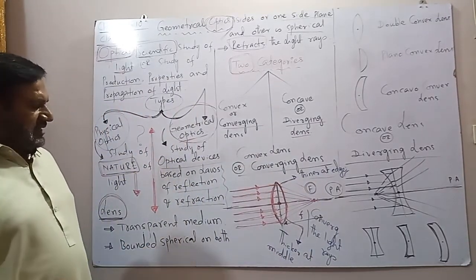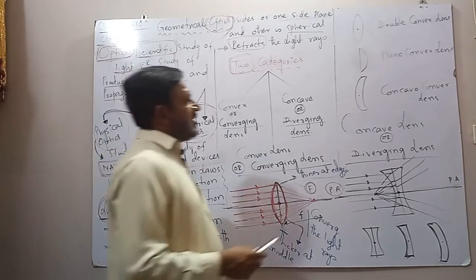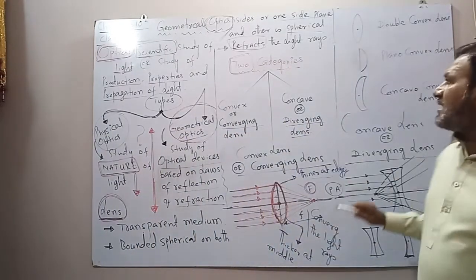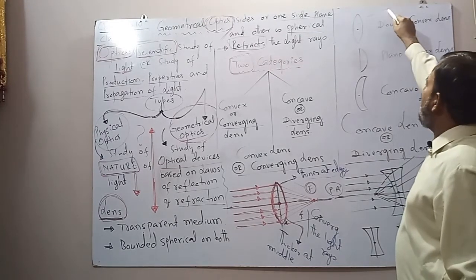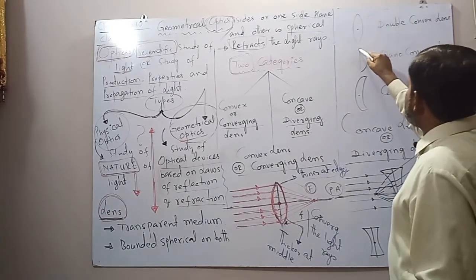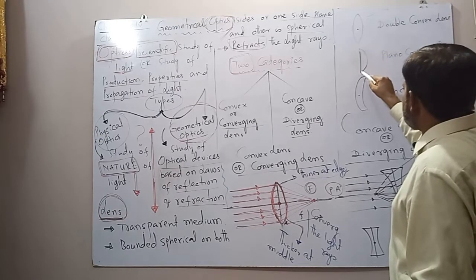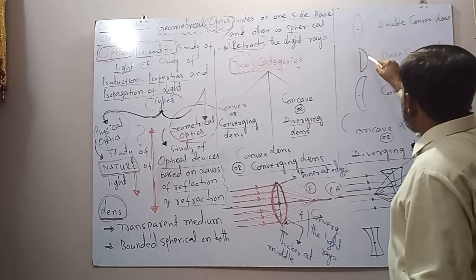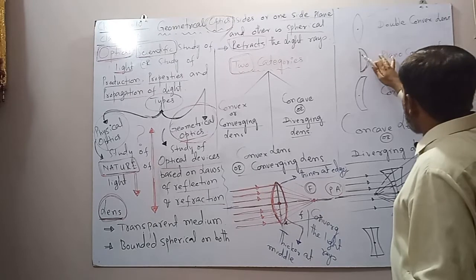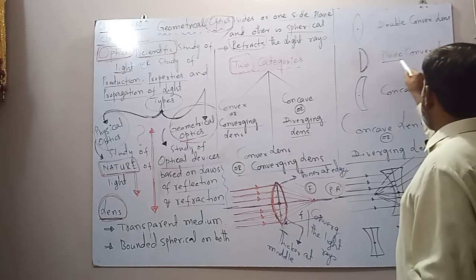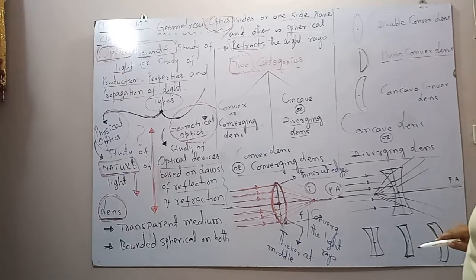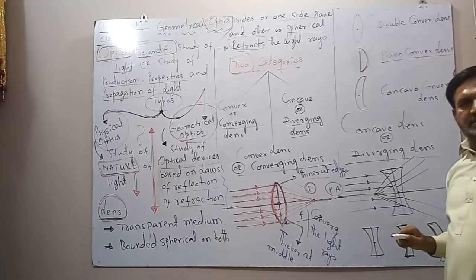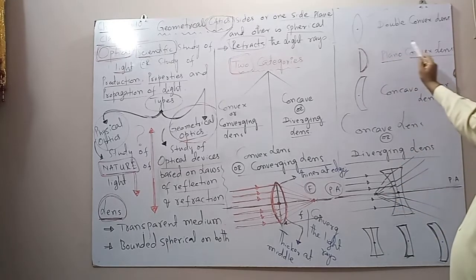So this is the convex lens. And commonly there are three different types of convex lens. First is the double convex lens. Another convex lens is one in which one side is plane and the other side is convex, so it is a plano-convex lens. In the previous chapter, we also discussed that this lens is used in Newton's rings.